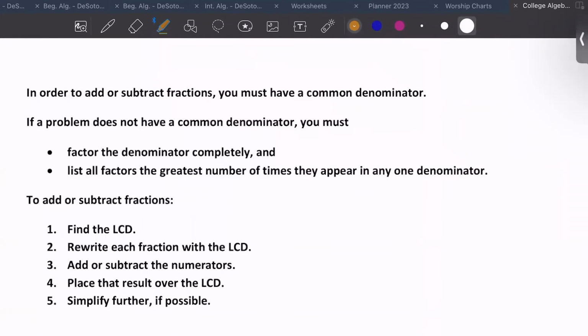Now we are going to look at adding. I need to spell that right. Adding and subtracting. Okay.